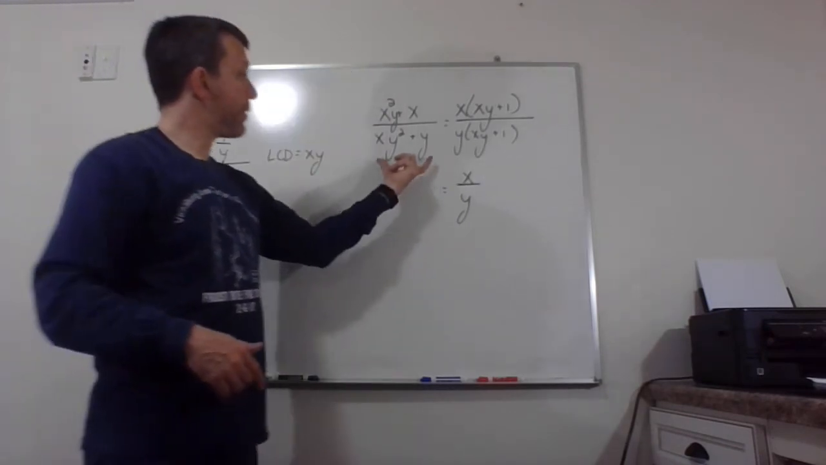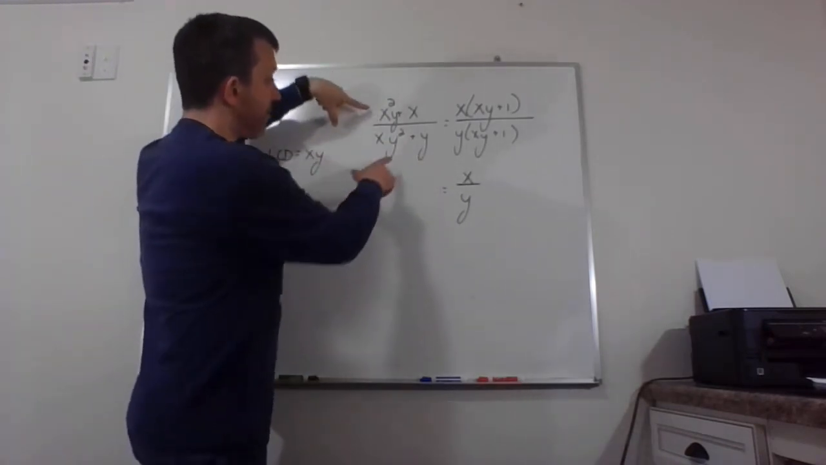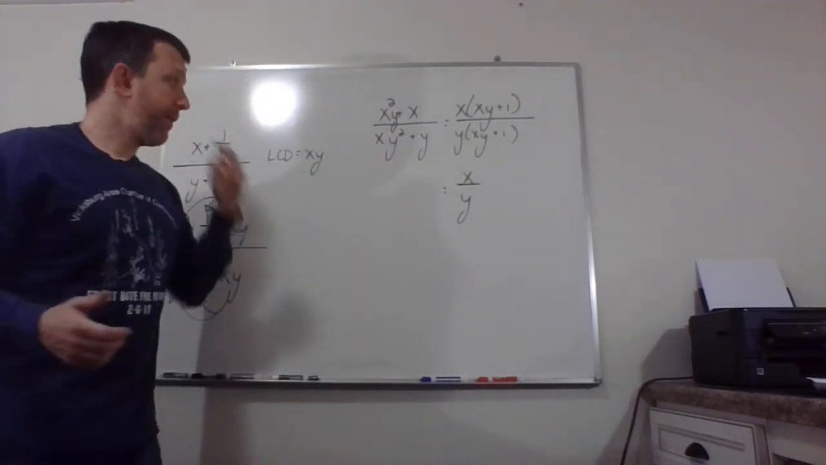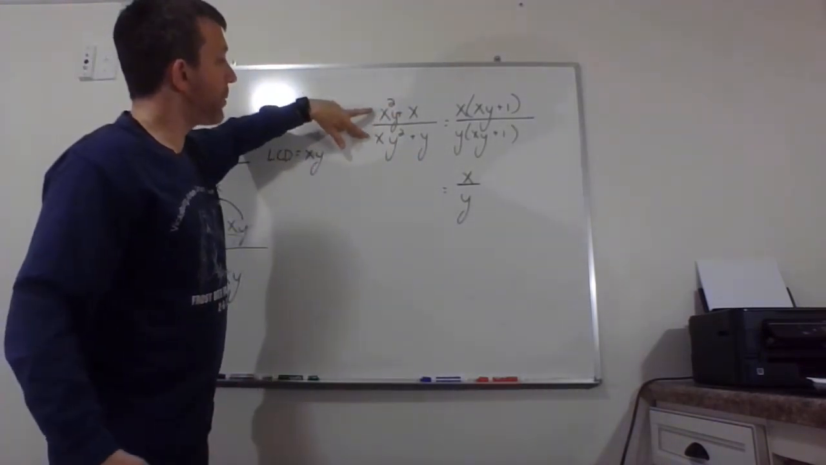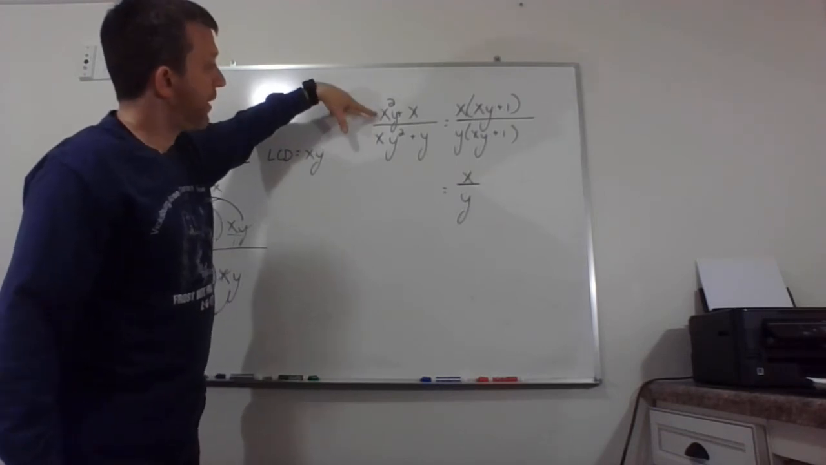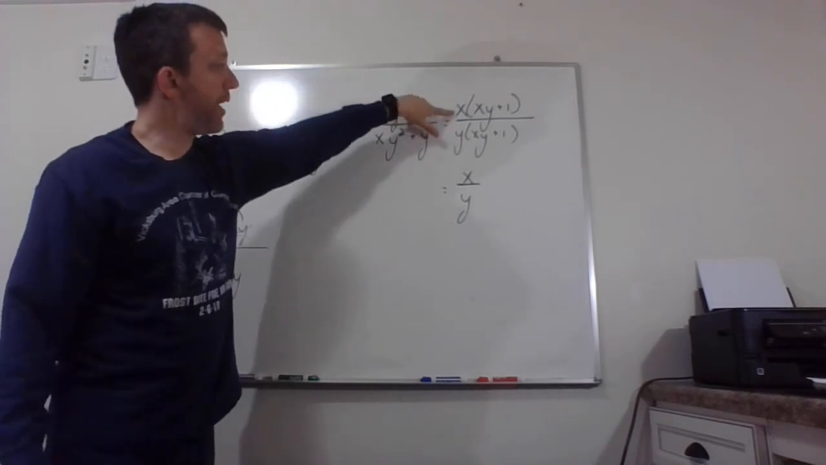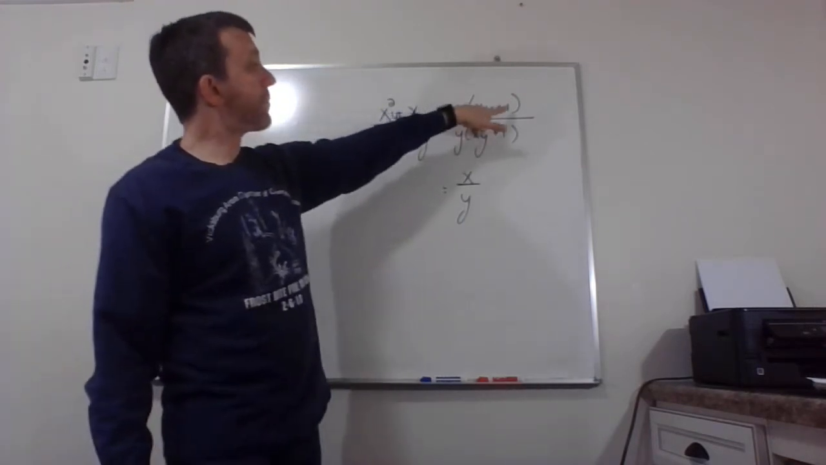It would be nice if we could reduce this fraction, but we can't just start crossing out letters because, again, we have addition in the problem. So we have to take care of that. The only way we can reduce this is to factor. x squared y plus x has a common factor of x. So you'll notice I pulled out that x. x divided by x gives me the 1.